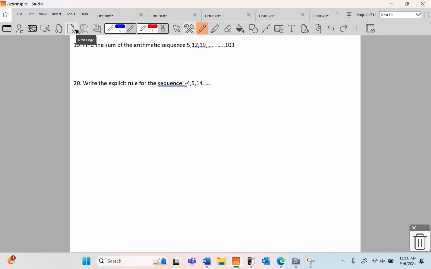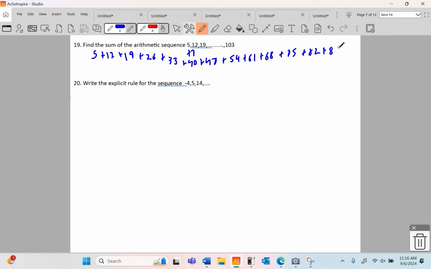19 is find the sum. Now, I'm pretty tired. I don't know that I want to do the formulas on this one, but as easy as this is, you could just figure out the pattern. We're adding 7. So we'd have a 26, then a 33, then a 40, a 47, a 54, a 61, a 68, a 75. Is this lower level thought? Yes. Will kids still miss this? Yes. What am I now? 96, add 7 more, plus 103.